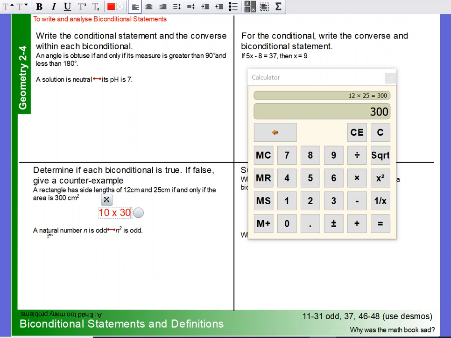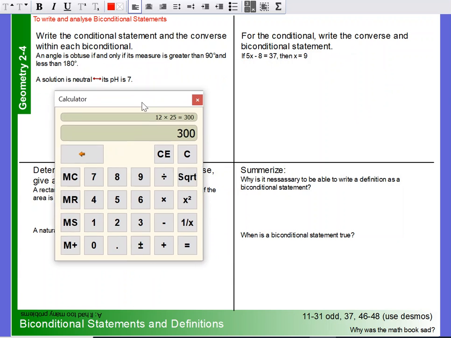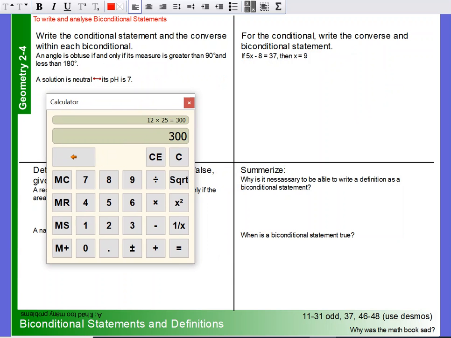All right, a natural number n is odd if and only if n squared is odd. Well, let's think about this. The converse would be, n squared is odd if and only if n is a natural number. So is that true? Well, yes, that is true. So we're good. Finally, why is it necessary to be able to write a definition as a biconditional statement?